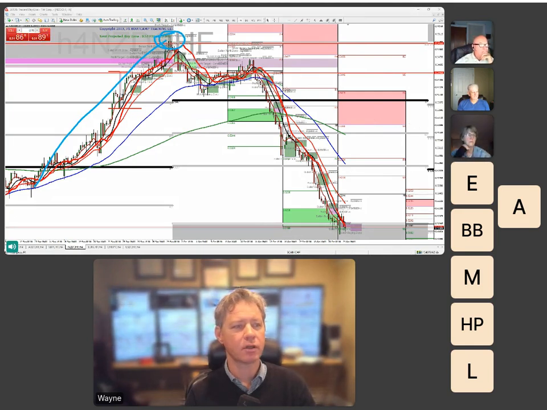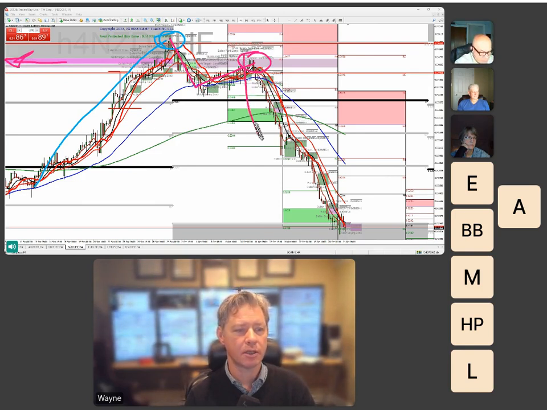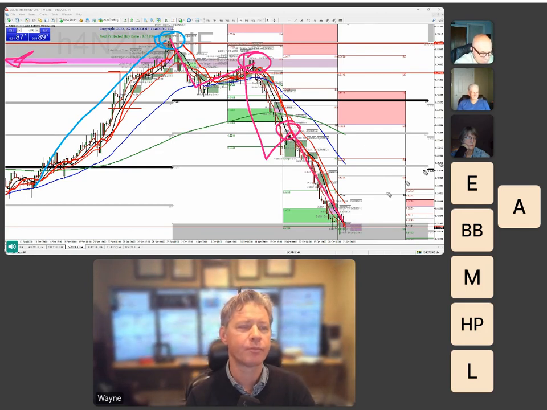I'll do it in a slightly different color. That had to do with the previous top to the left. You see it's all marked out. Down, down, down, down, up, up. Amazing, right? You know what this is?